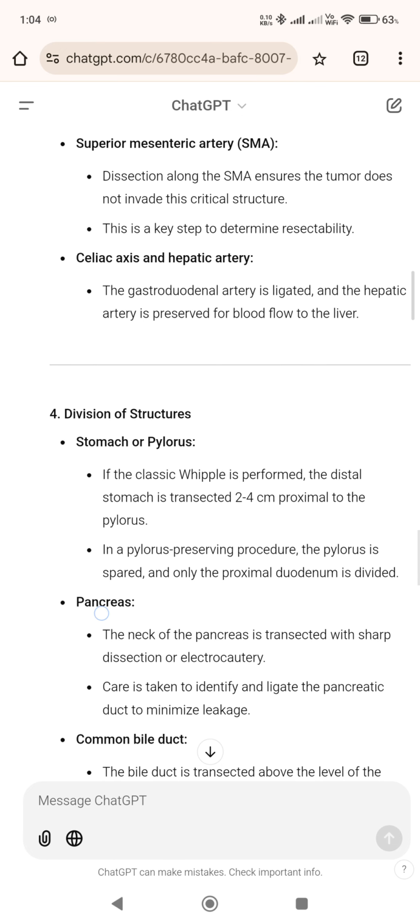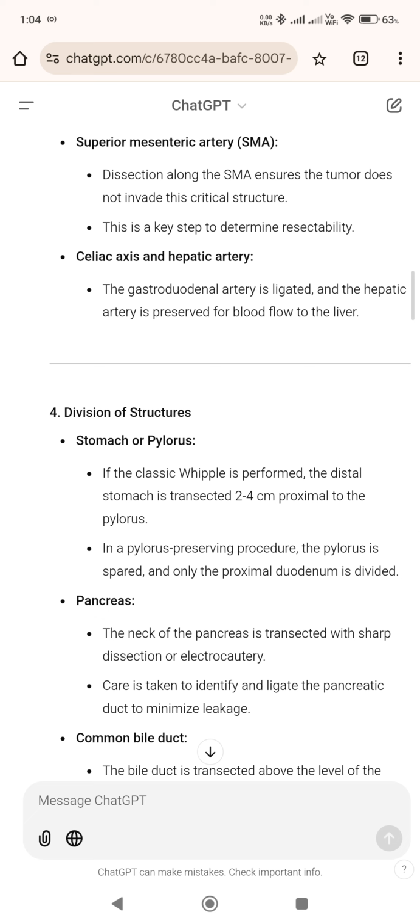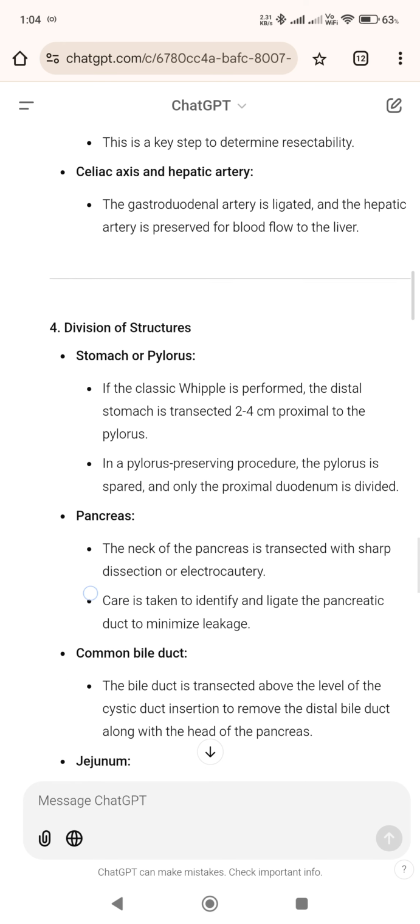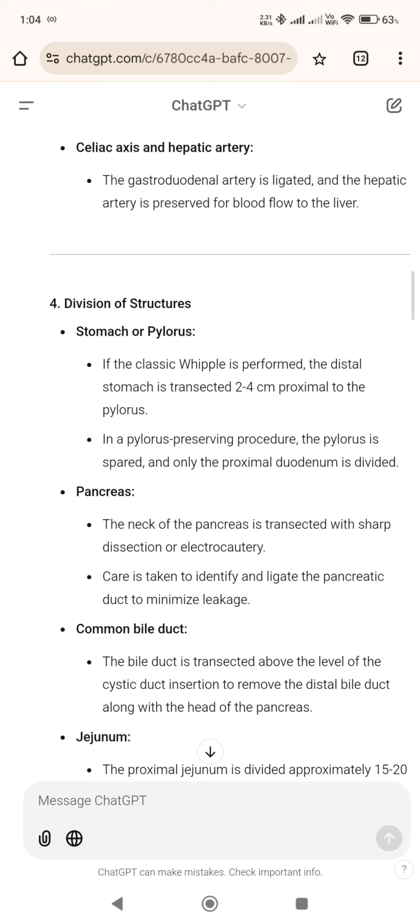Superior mesenteric artery, SMA. Dissection along the SMA ensures the tumor does not invade this critical structure. This is a key step to determine resectability. Celiac axis and hepatic artery. The gastroduodenal artery is ligated, and the hepatic artery is preserved for blood flow to the liver.